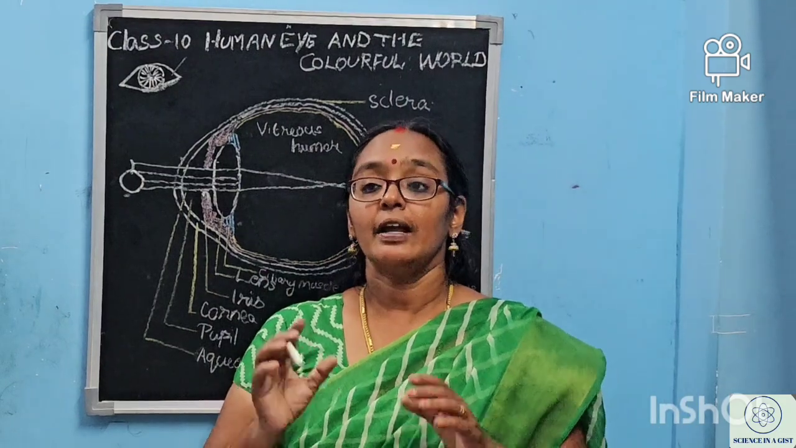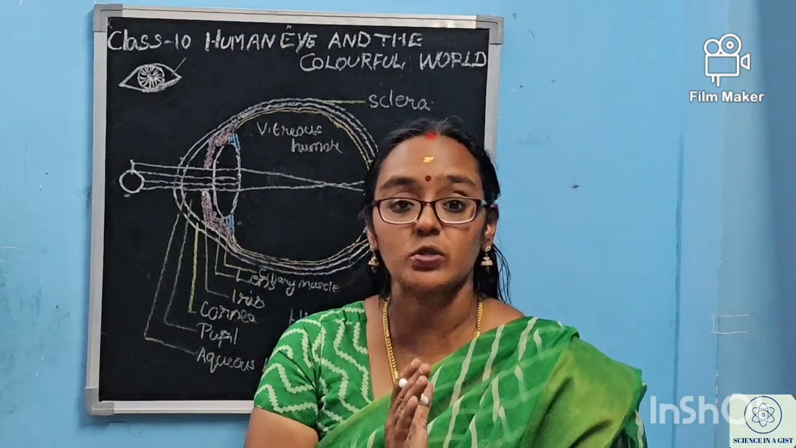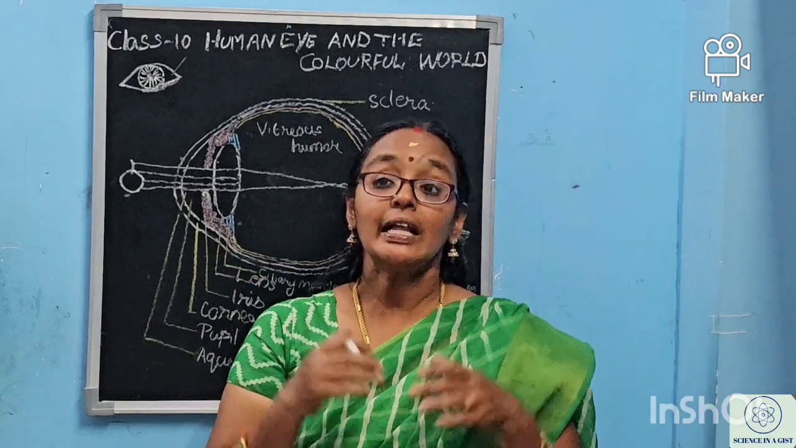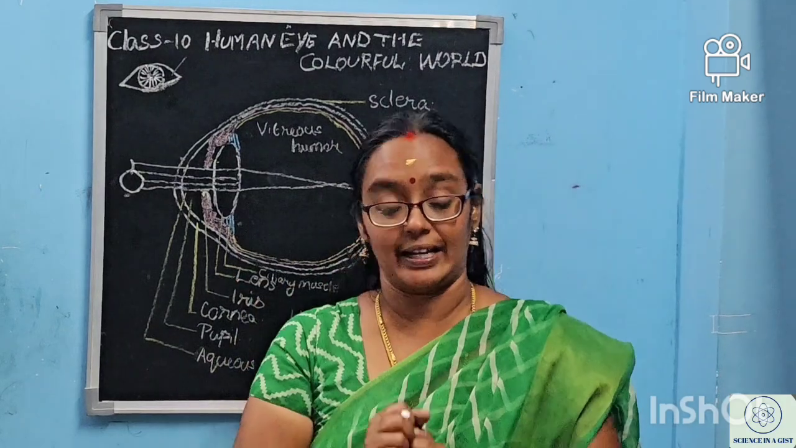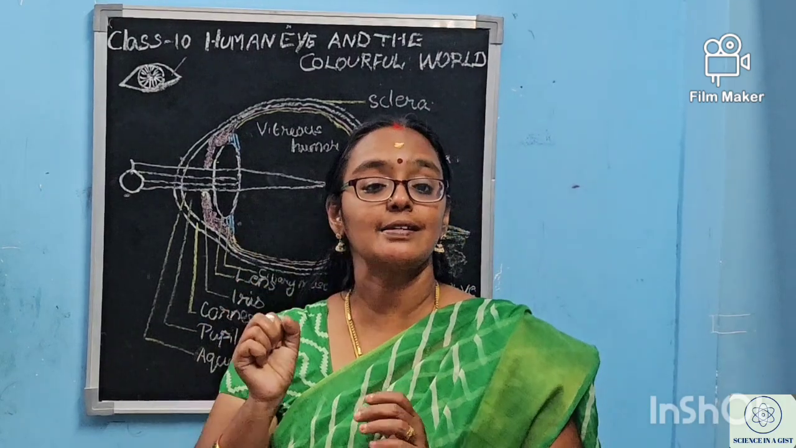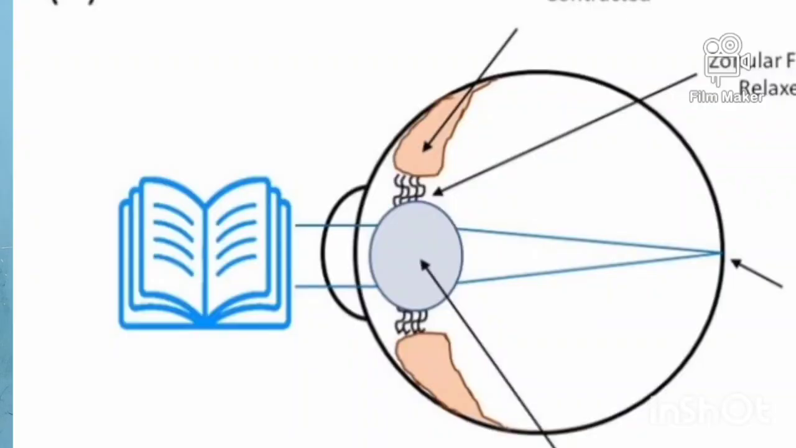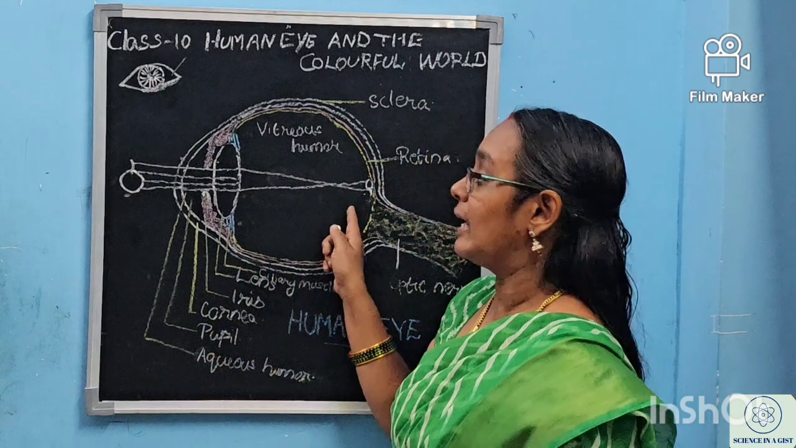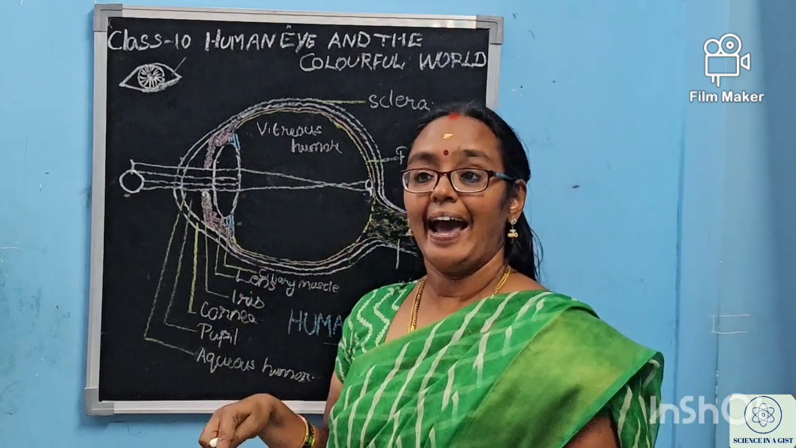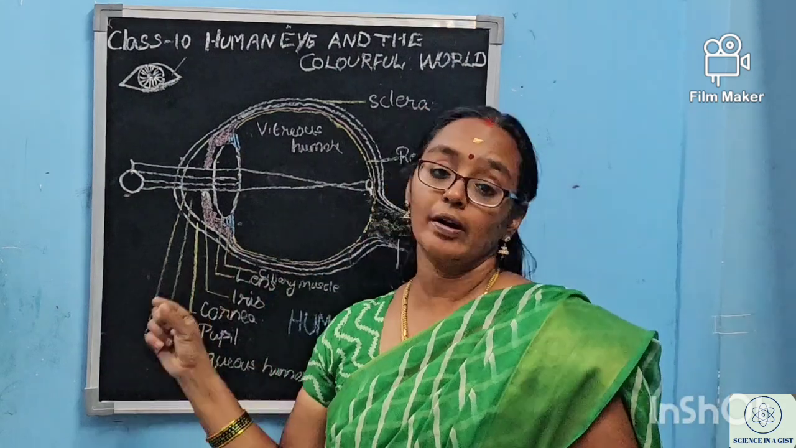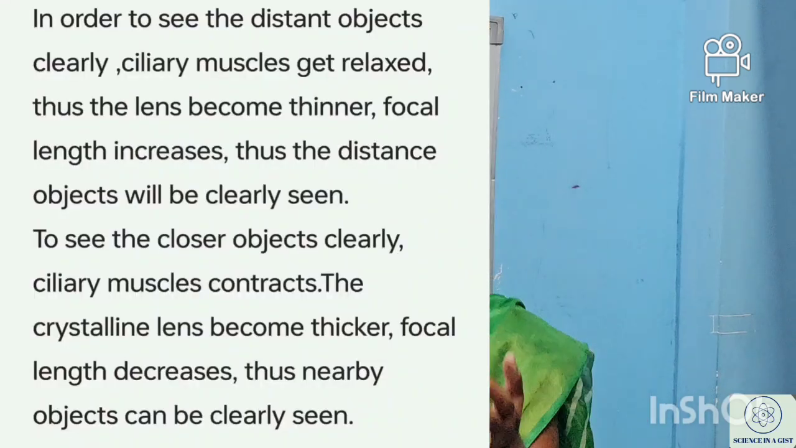When we are seeing objects which are near to us, what happens? The ciliary muscles contract. When the ciliary muscles are contracting, the lens becomes thicker and smaller. So the focal length gets decreased and the images will fall directly on the retina and we will be able to see.